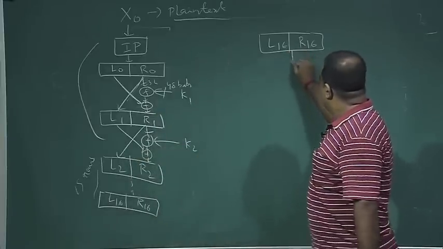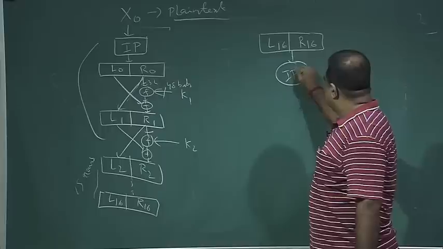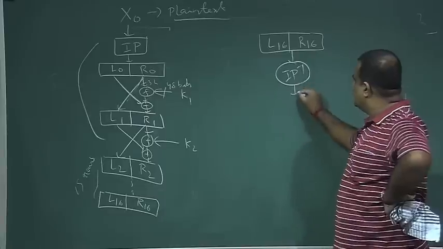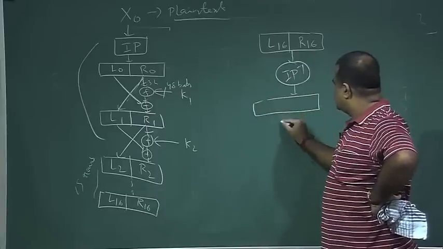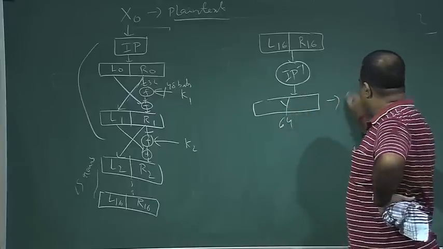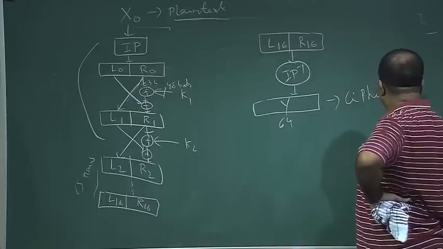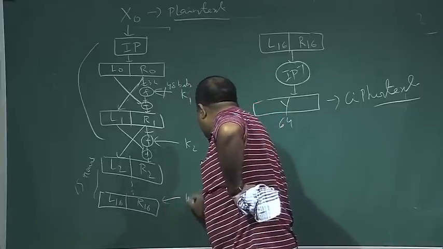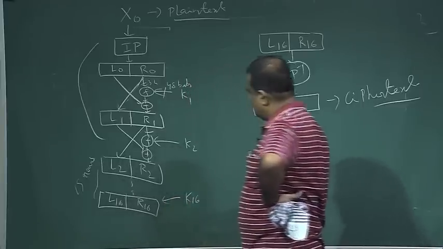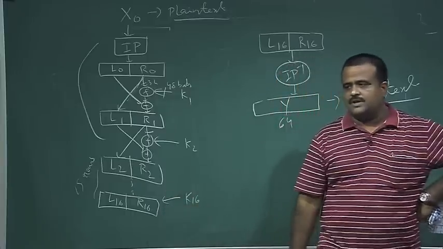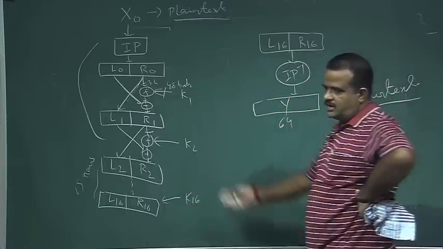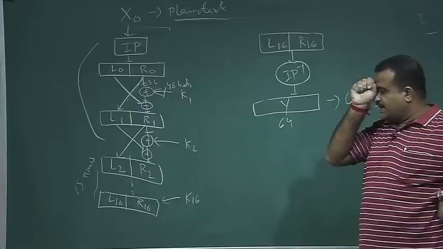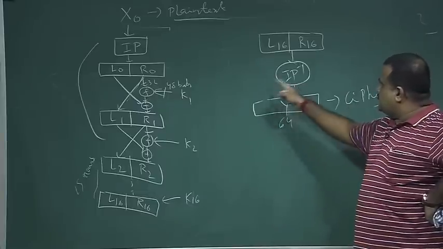Okay. After that, what do we do? We apply the inverse permutation, IP inverse. We have IP, then we apply the IP inverse, and then we get the ciphertext. This is 64 bit, this is Y, the ciphertext. For this we need K16. So, we have K1, K2, up to K16 as the round keys, and each round key is 48 bit. Okay. So, now we will see what this IP is.